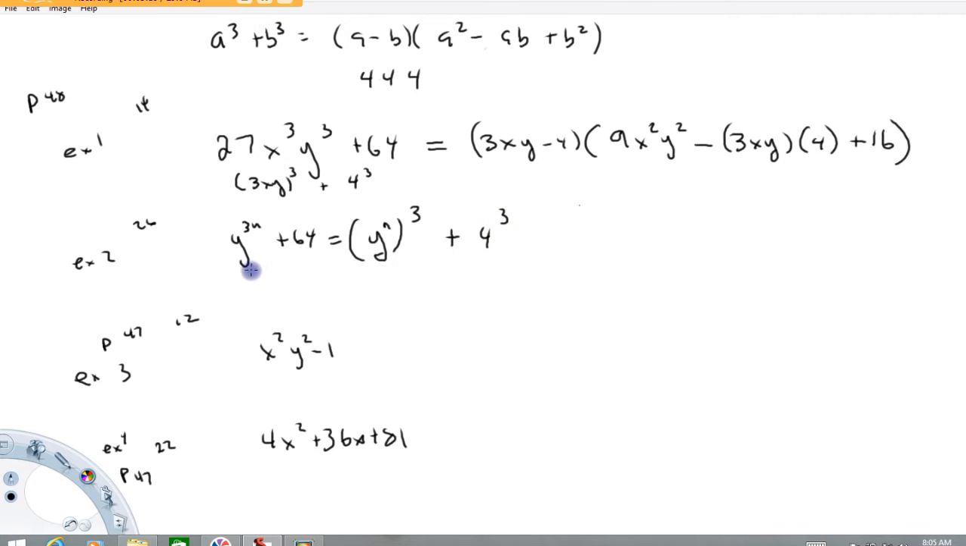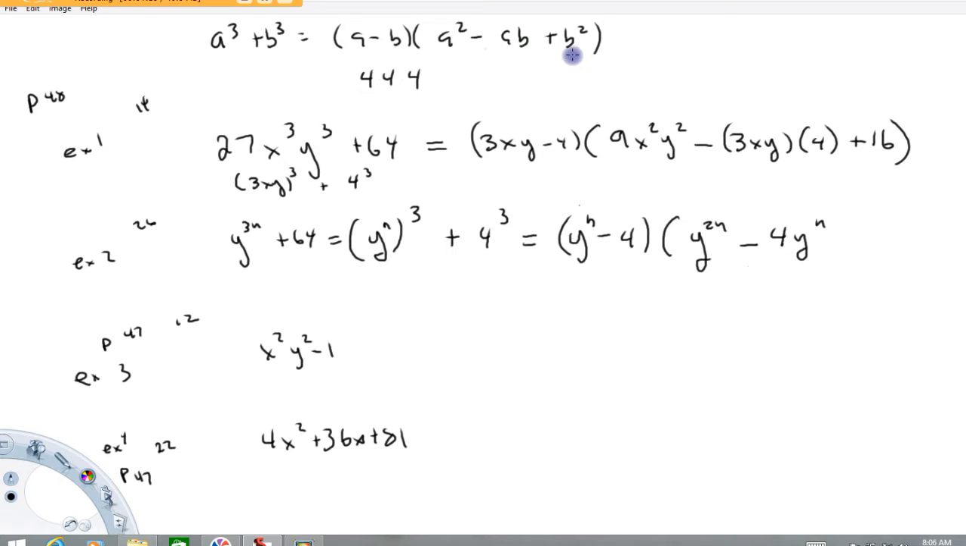So it's just a matter of first recognizing we're looking at the sum of two cubes, and second, recognizing what the a and b are. In this case, it's y to the n that's being cubed and 4 that's being cubed. I'll go ahead and apply this formula again. So now we have y to the n minus 4, there's my a minus b term, times a squared. If I take y to the n and square it, that's y to the 2n, minus a times b. I'll write that as 4 times y to the n, because that sounds nicer than y to the n times 4. Again, this is my a and that's my b. I just changed the order to make it look a little nicer.